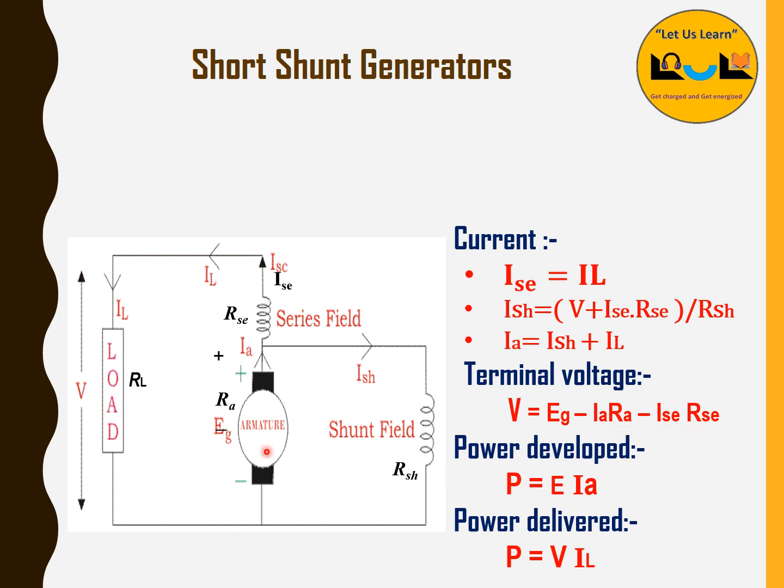Power developed P is equal to E into Ia, that is the armature current. Power delivered P is equal to V into IL, that is the load current.